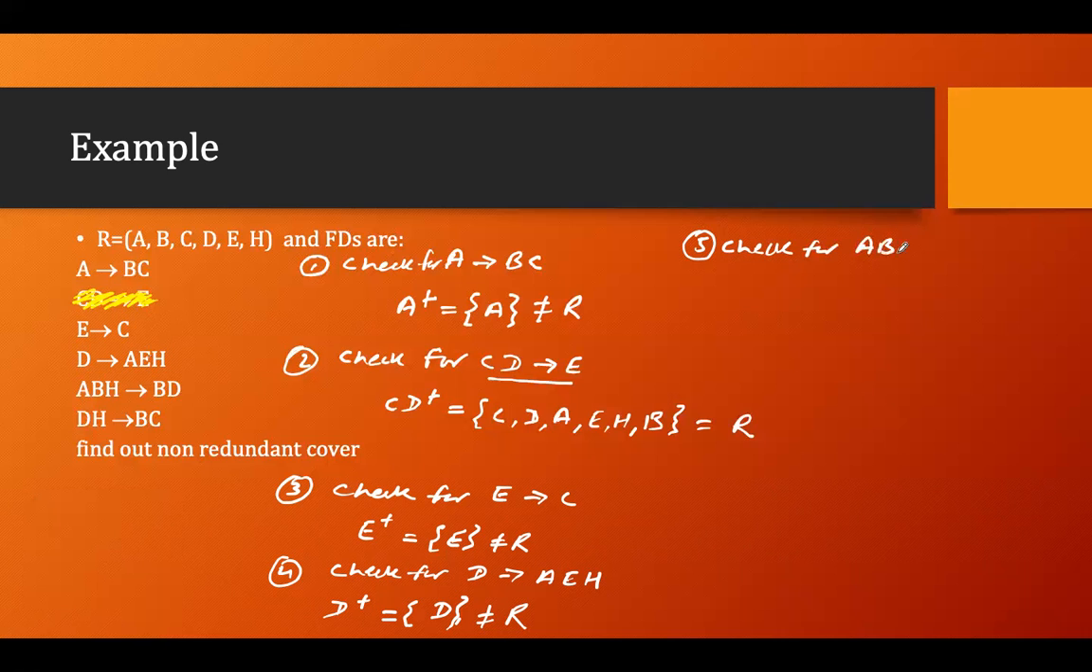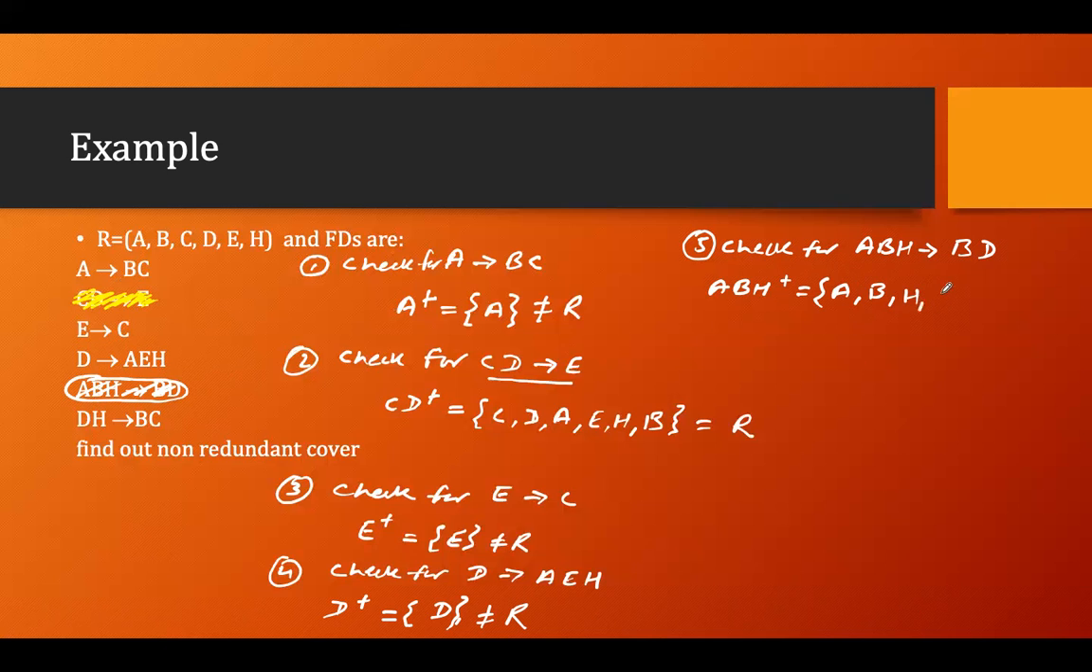A, B, H determines B, D. Do we require this? For that, we have to find out A, B, H closure without using this functional dependency. So we assume that this functional dependency doesn't exist for the time being. Let's find out A, B, H closure. So it will be A, B, and H. Let's go for A. Is A determining anything? Yes, A is determining B, C.